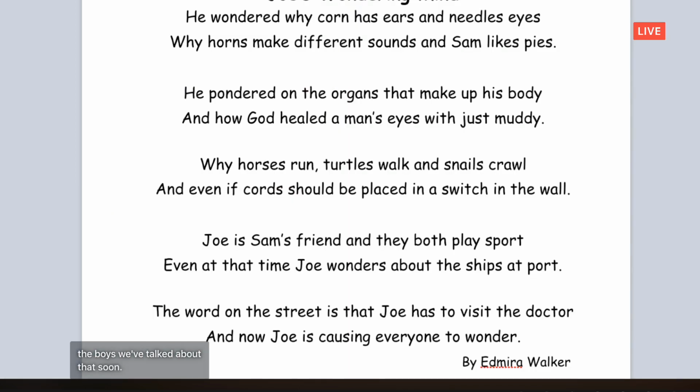Let's begin. Joe's Wandering Mind. He wondered why corn has ears and needles eyes, why horns make different sounds and some like spy. He wondered on the organs that make up his body and how God healed a man's eyes with just muddy. Why horses run, turtles walk, and snails crawl, and even if cords should be placed in the switch in the wall. Joe is Sam's friend, and they both play sport. Even at that time, Joe wonders about the ships at port. The word on the street is that Joe has to visit the doctor, and now Joe is causing everyone to wonder.